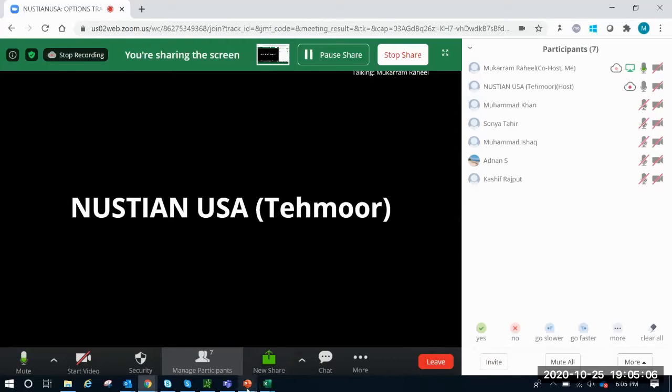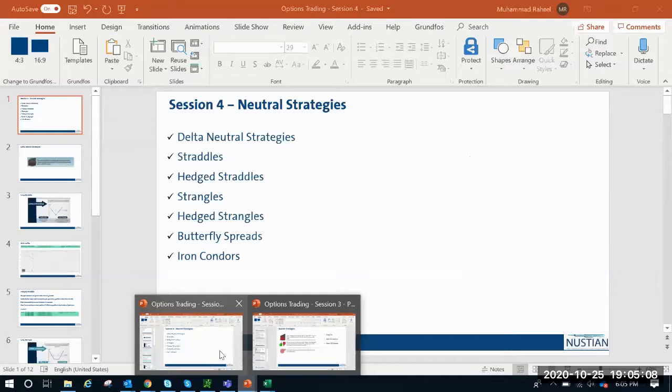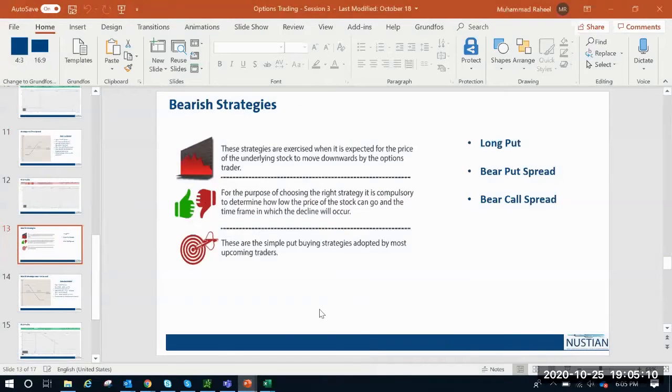All right. So what I will do is I will start from where we left because we did not really cover bearish strategies, although they work very similar to bullish strategies. You just go in the other direction. But we'll spend about 10 to 15 minutes on this, and then I'll go into session 4, which is the delta neutral strategies.